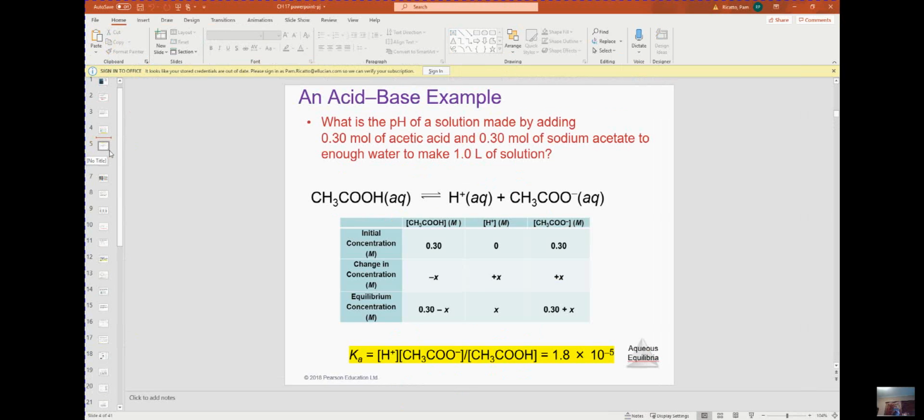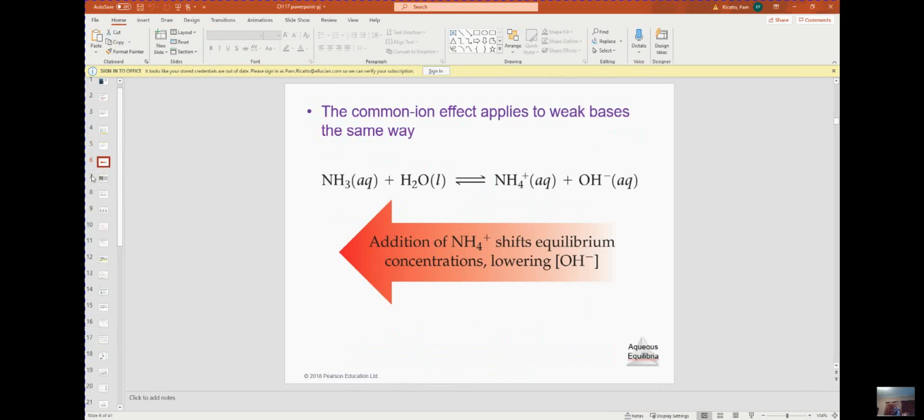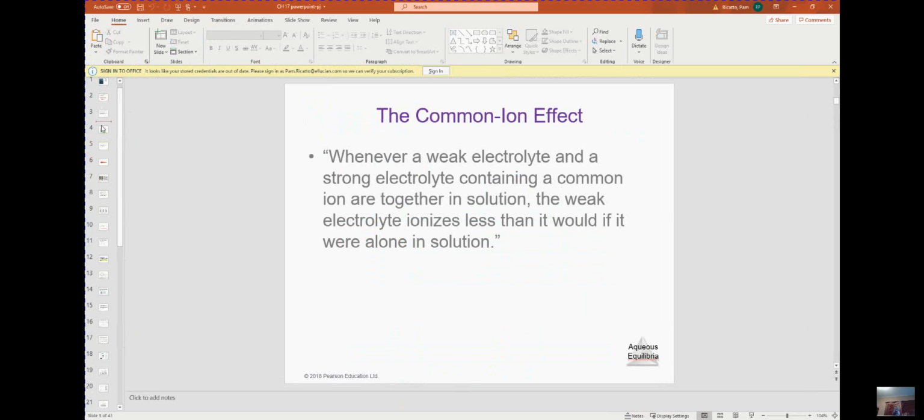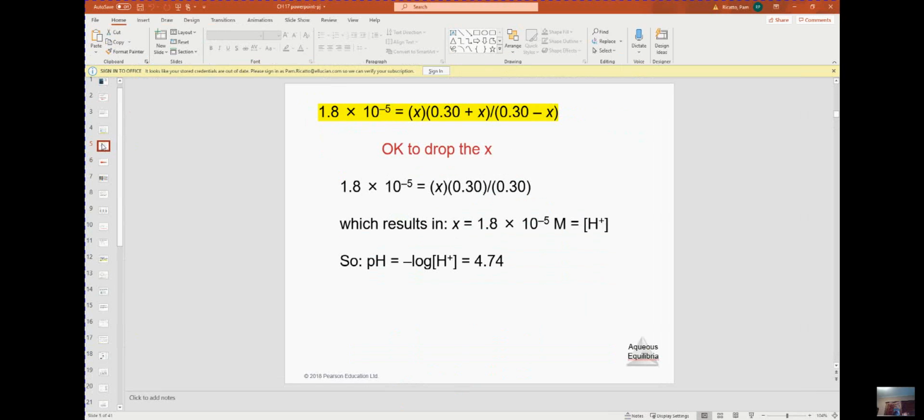Oh, let's go back to here. Sorry. Common ion. Did this. Oh, okay to drop the X. We just talked about that, right? Because X is going to be very small. And in the end, look how small X is. X is 1.8 times 10 to the minus 5. So it was definitely okay to drop the X.